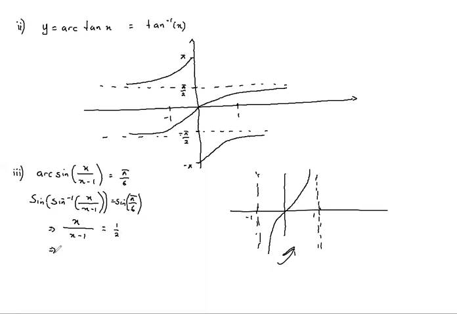So I remain solving 2x is equal to x minus 1, which is 2x minus x is minus 1. But this is just x is equal to -1. So I found the value of x that is being asked, which is the easiest thing.